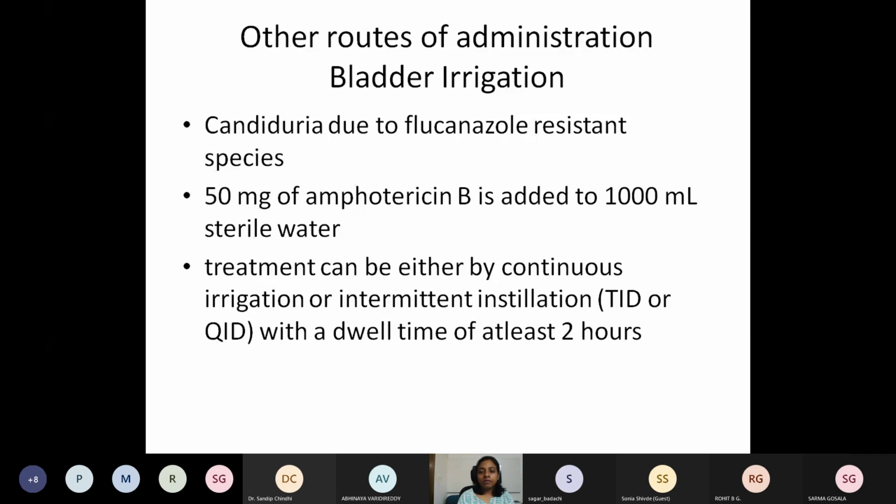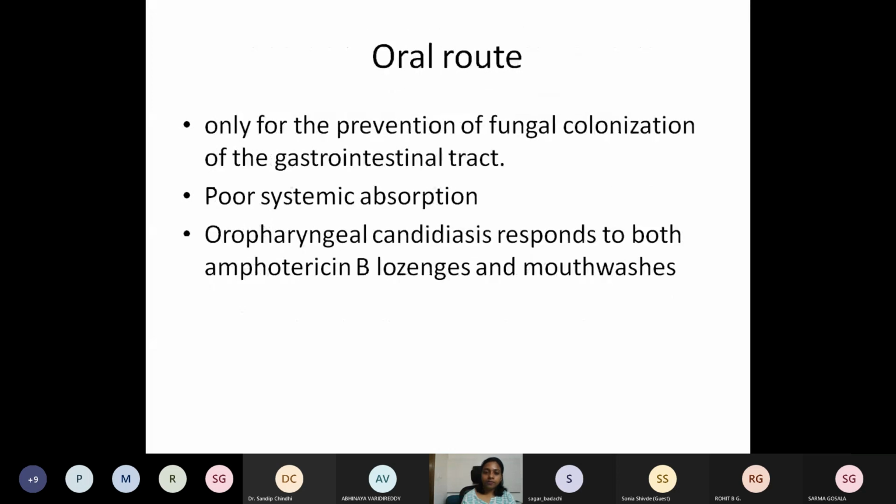So what are the other routes of administration? This is not what we generally do, but I'm just covering this because it has been widely used, especially earlier when we had only amphotericin B. So one is bladder irrigation. For candiduria due to fluconazole-resistant species, they have tried a local irrigation of amphotericin, where about 50 milligram is added to 1000 ml of sterile water. Treatment can either be by continuous irrigation or intermittent instillation, 3 to 4 times a day with a dwell time of at least 2 hours.